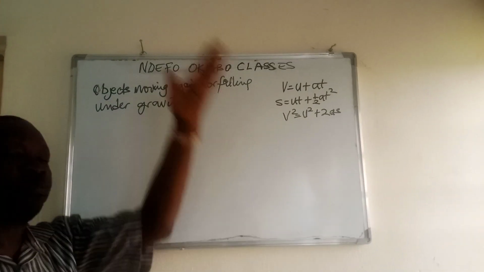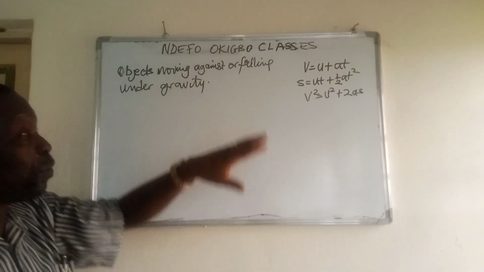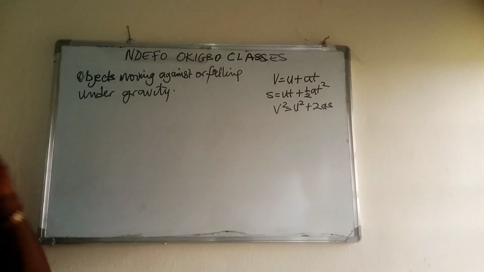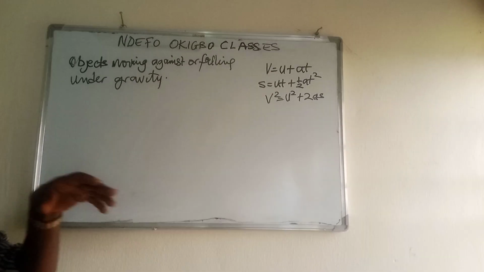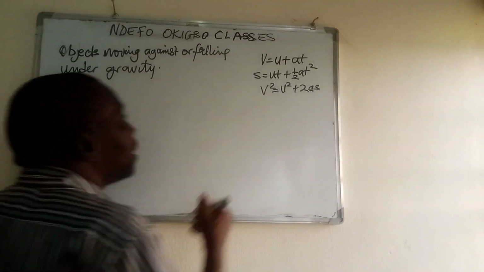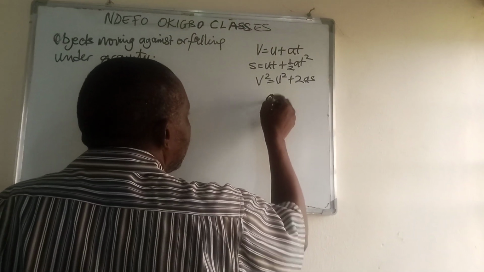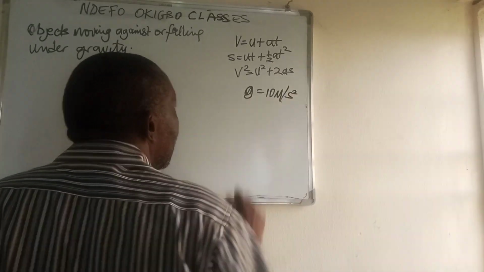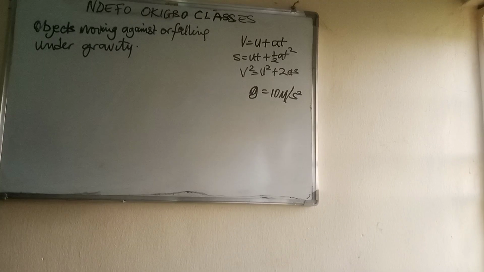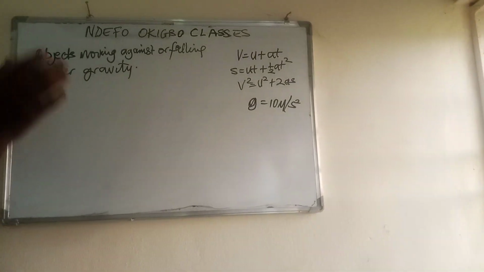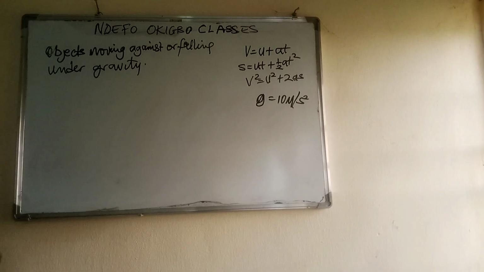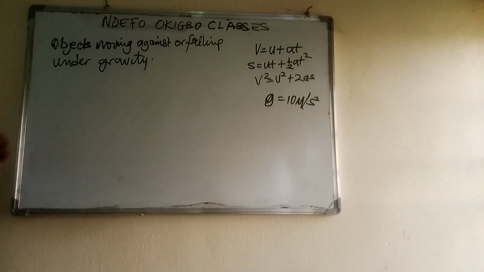We will look at objects that are thrown up or falling under gravity, and check their motion this time around. We will solve them with the acceleration due to gravity, G, equal to 10 meters per second squared. When something is thrown up, gravity works against it to bring it down. When it's falling down, gravity helps it to fall. We're going to examine all this.